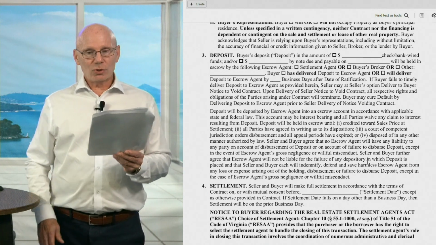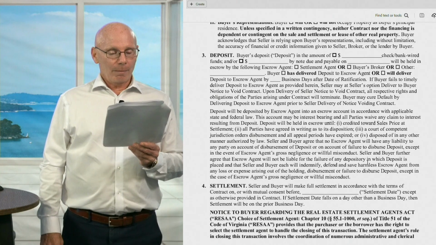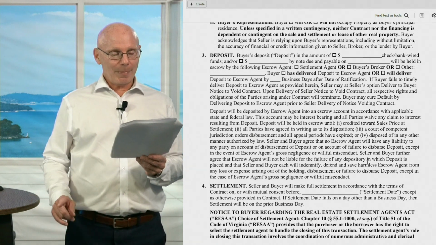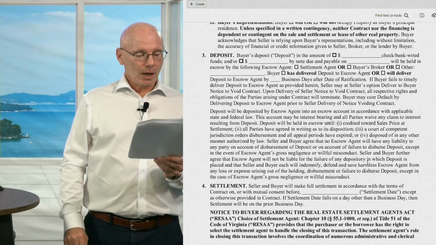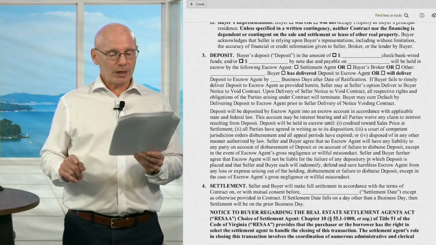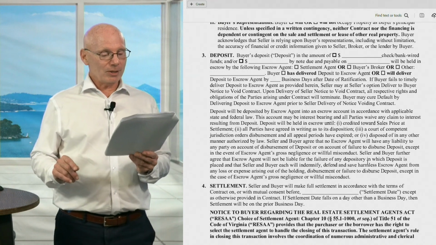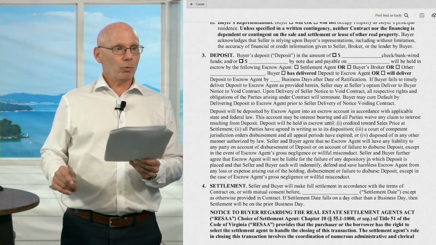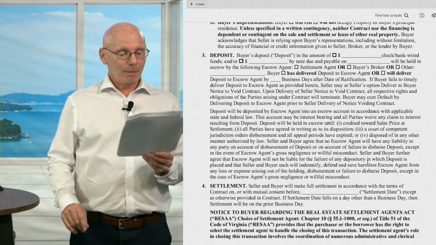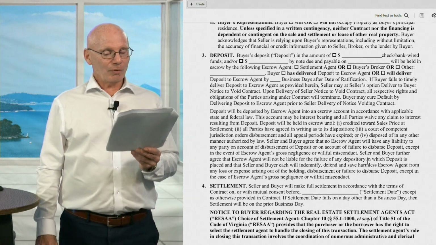If the buyer fails to complete or fails to timely deliver the escrow to the agent as provided, the seller may, at seller's option, deliver to the buyer notice to void the contract. Upon delivery of the seller's notice to void the contract, all respective rights and obligations of the parties arising under the contract will be terminated. However, the buyer may cure the default by delivering deposit to the escrow agent prior to the seller's delivery of notice voiding the contract.